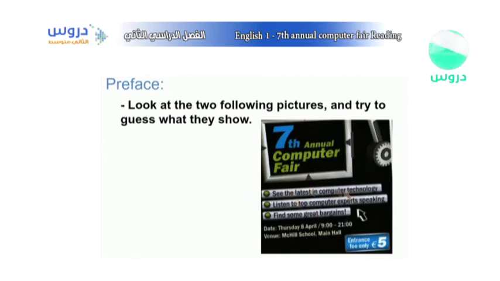Look at this picture, all of you. See the latest computer technology and etc. What do you know about this picture? It's talking about what, Mr. Ali and Mr. Ali 1 and Mr. Ahmed? It's talking about what?